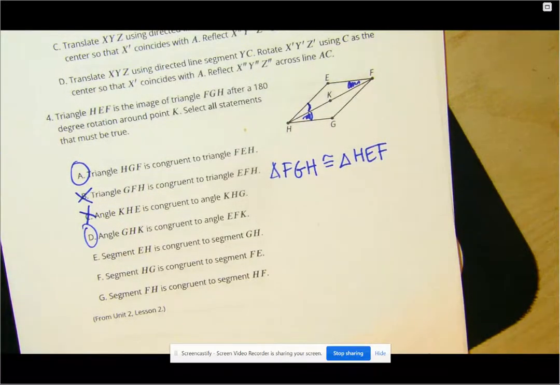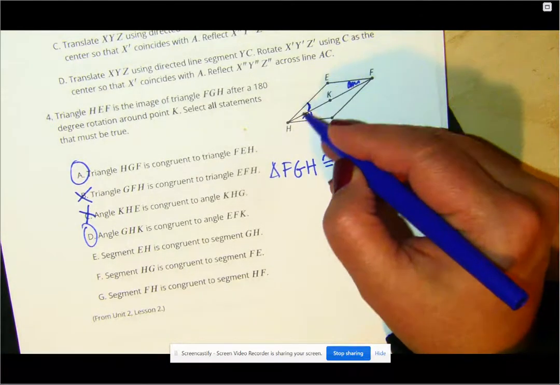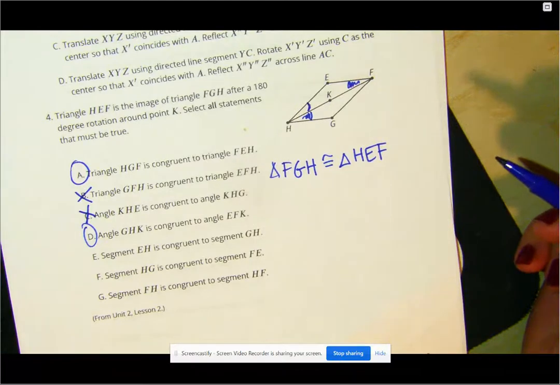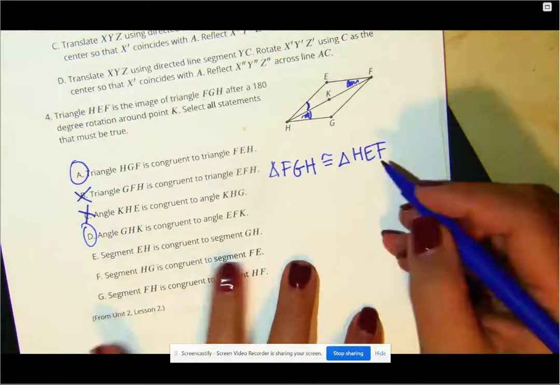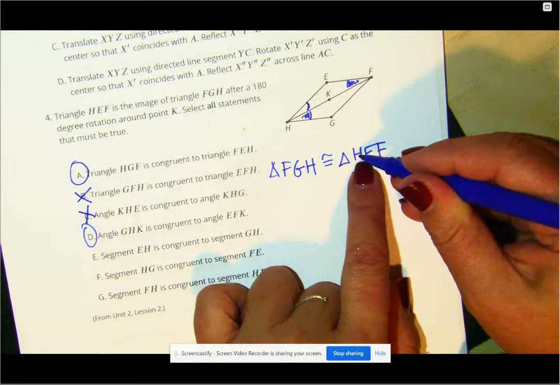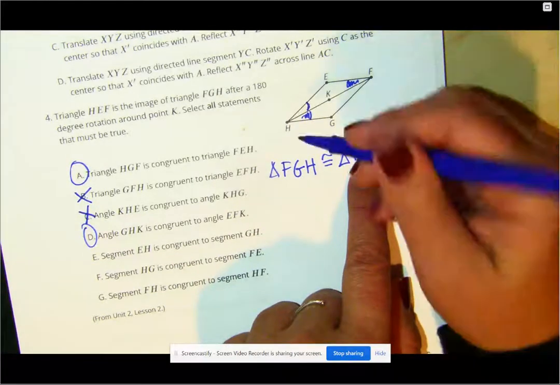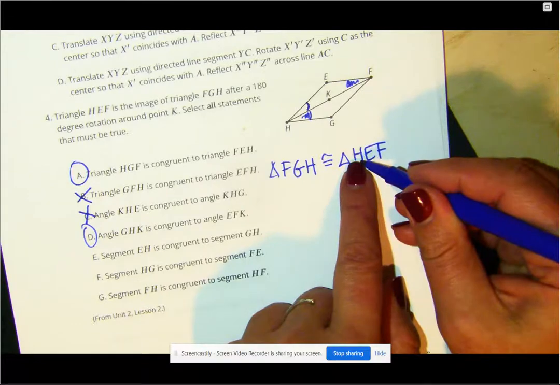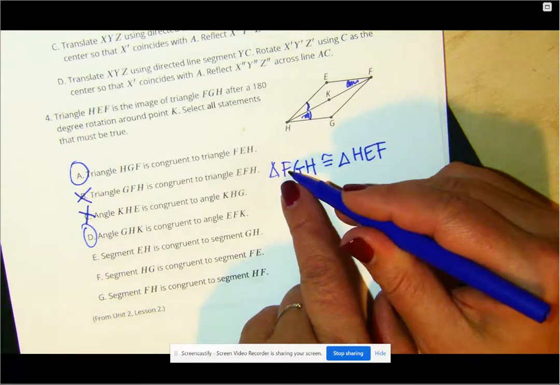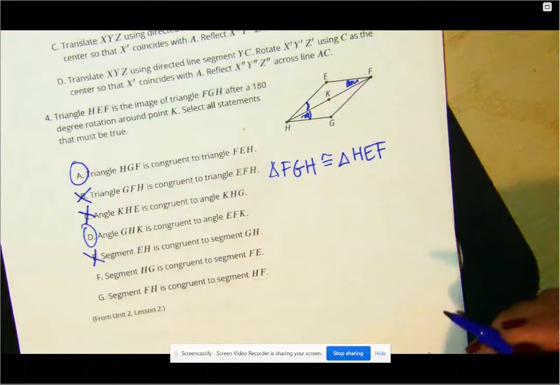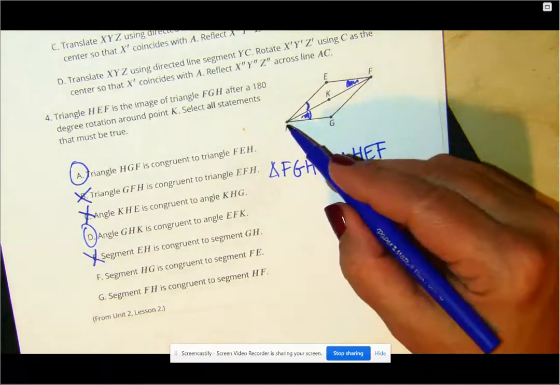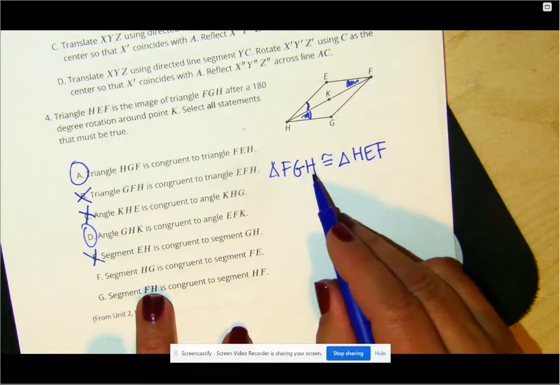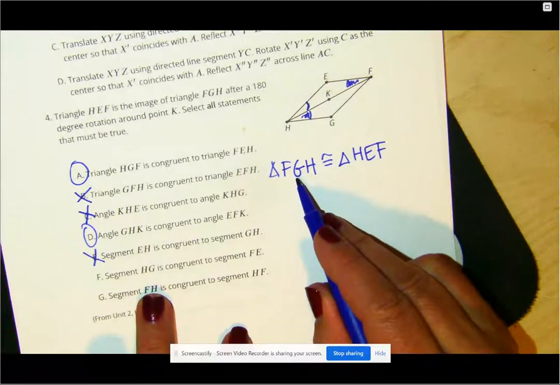Segment EH is congruent to GH. Now here we could look at our figure. We could use our letters. EH is these two, to GH would have to be G, middle to the first, middle to the, no. Segment HG is congruent to FE. Let's see if the segment HG, last to the middle.